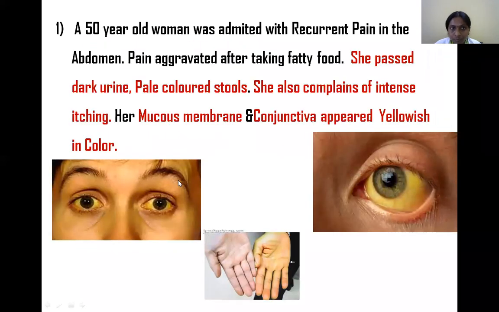First case. A 50-year-old man was admitted with recurrent pain in the abdomen. Pain aggravated after taking fatty food. She passed dark urine and pale colored stools. She also complains of intense itching. Her mucous membrane and conjunctiva appeared yellowish in color.